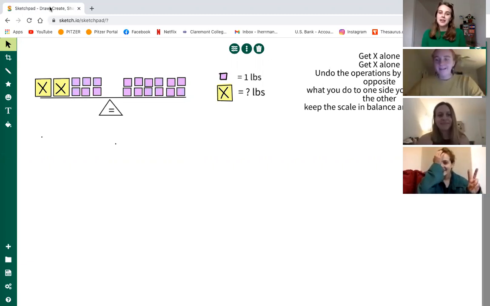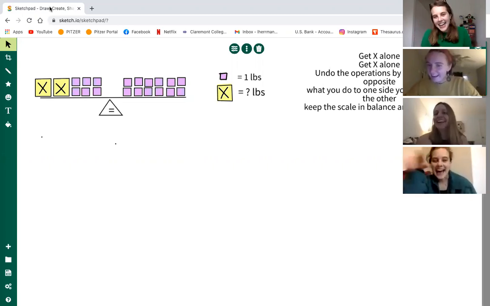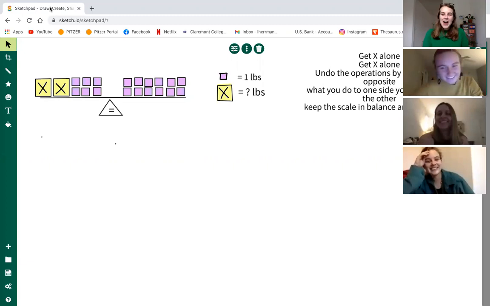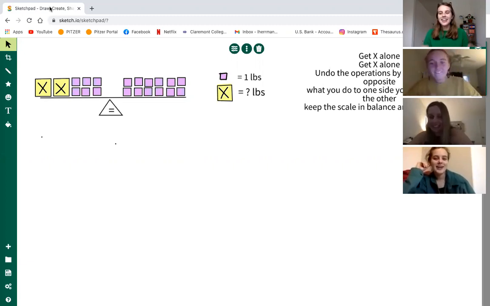1, 2, 3. Get X alone, get X alone, undo the operations by using their opposite. What you do to one side, you must do to the other. Keep the scale in balance and get X alone.